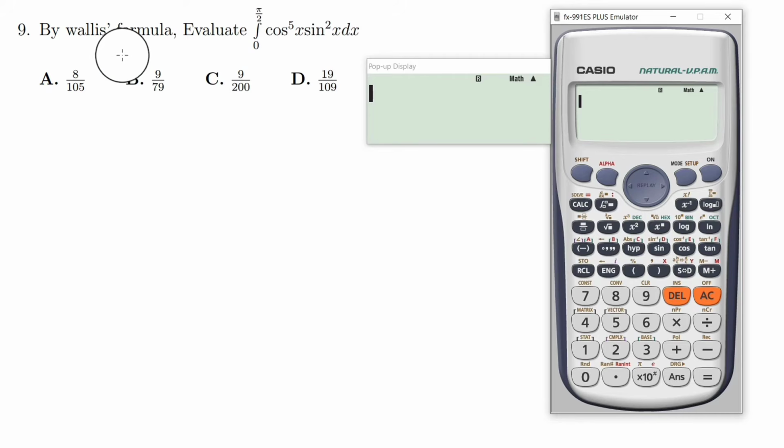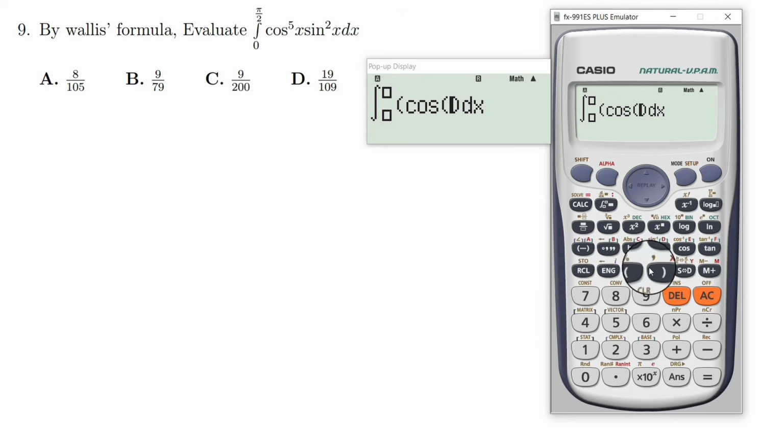Here again, they said by Wallis formula, evaluate cos x raised to power 5 multiplied by sine square x from 0 to pi over 2. Again, we press our button. Okay, we press the integral sign button or the definite integral button. Then here we open and close a bracket. Then after that, we press cos x, because we want to achieve cos x raised to power 5. So first thing is we press our cos x first, then we close the brackets, then we put 5, to raise it to power 5 using this button here.